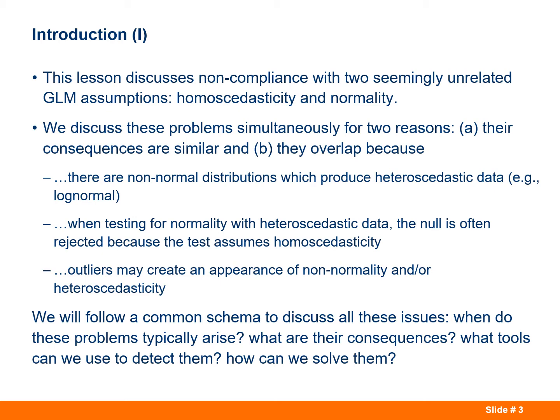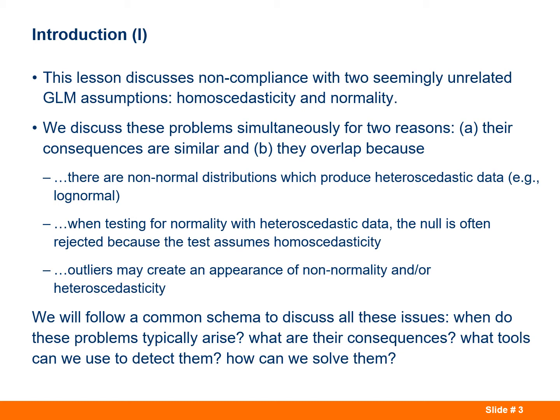This lesson discusses non-compliance with two seemingly unrelated general linear model assumptions: homoskedasticity, that is, the errors have constant variance, and normality, which is, the errors are distributed like a normal variable. We will discuss these two problems simultaneously for two reasons. First of all, their consequences are similar, and second, they overlap somehow because, first, there are non-normal distributions which produce heteroskedastic data, for example, the log-normal distribution.